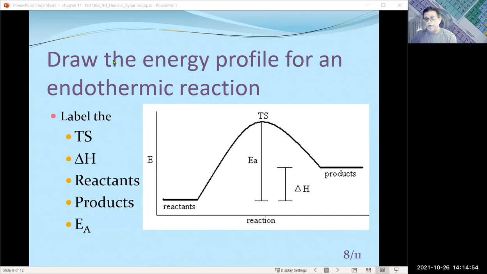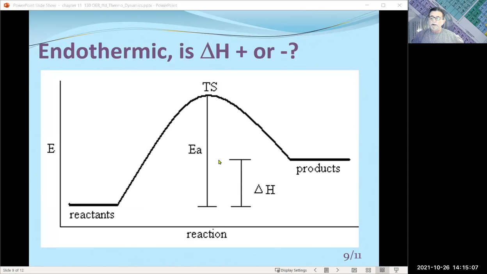So when drawing a diagram or being given a diagram, be able to identify the transition state, where delta H is, the reactants, where the products are, and the energy of activation. Also, you should be able to determine, by looking at it, whether you have a positive or negative delta H. Here we have a positive because the energy of the products minus the energy of the reactants is a positive value.